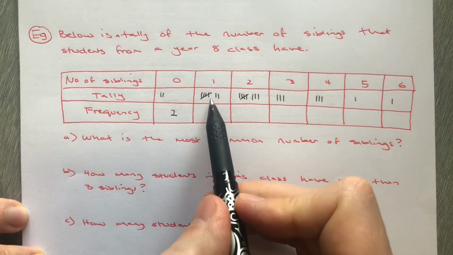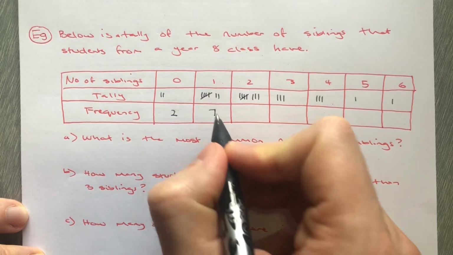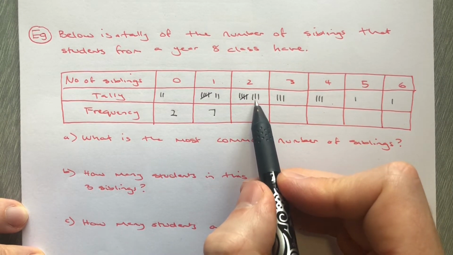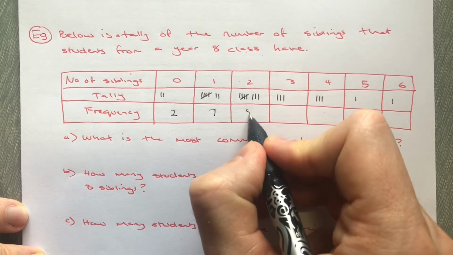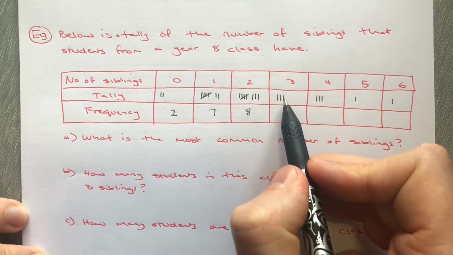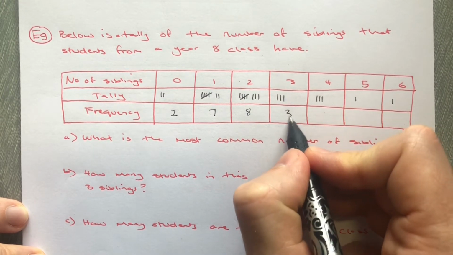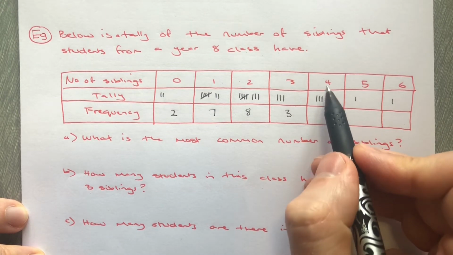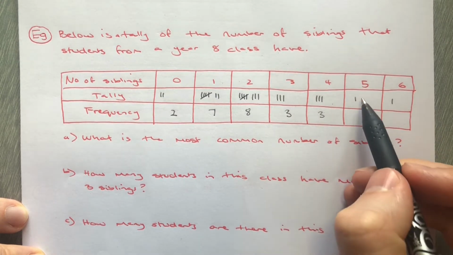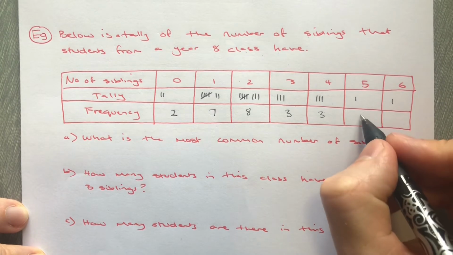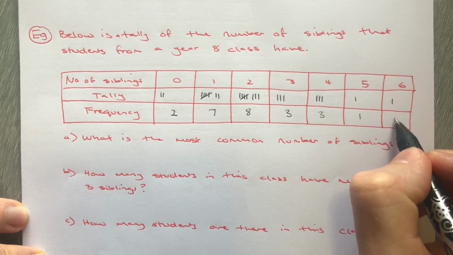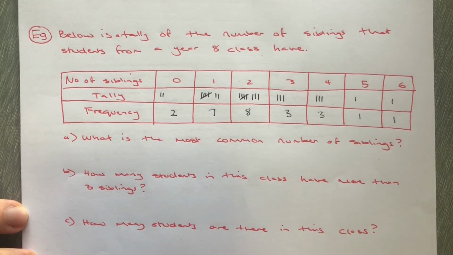We have, looks like, 7 students that have 1 sibling. We have 8 students that have 2 siblings. We have 3 students that have 3 siblings. We have 3 students that have 4 siblings. 1 student that has 5, and another student that has 6. There we go. So we've got our frequency table.